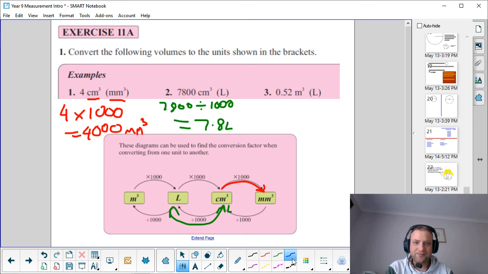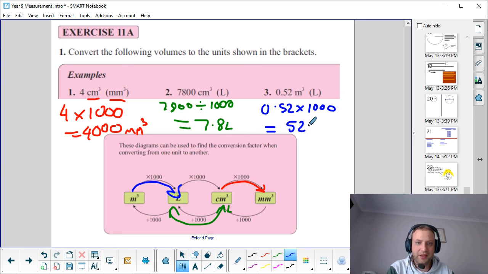So for the last one, we're turning 0.52 meters cubed into liters, right? So just find the right part of your flowchart, go that way. So it's 0.52 times 1,000. And that would equal 520 liters.